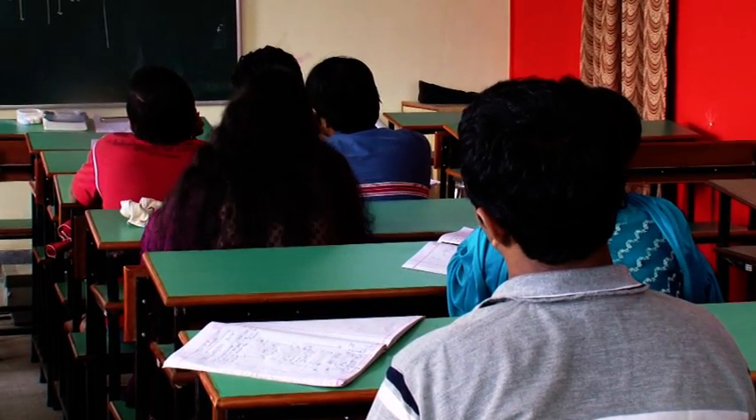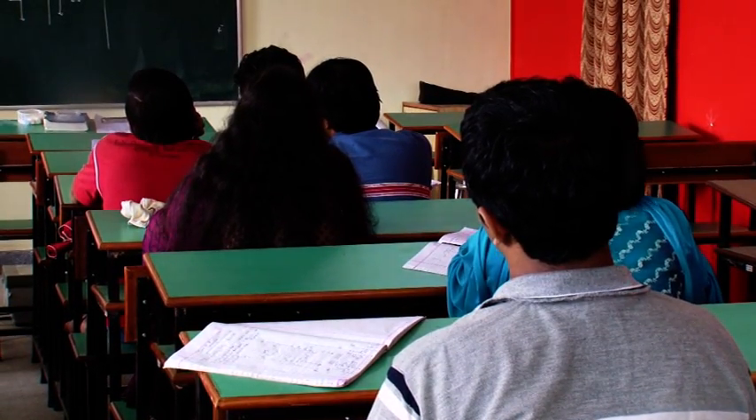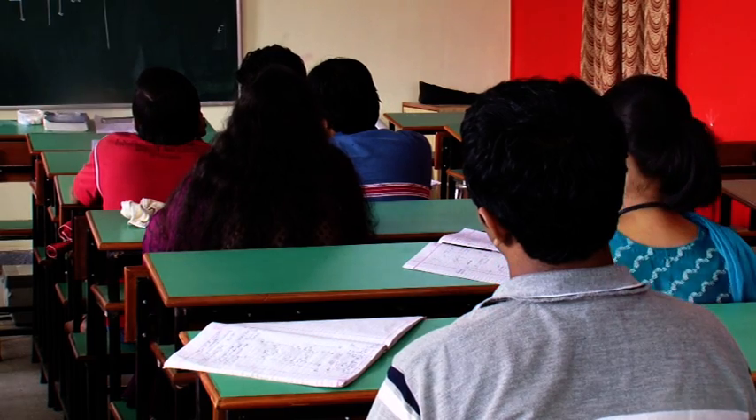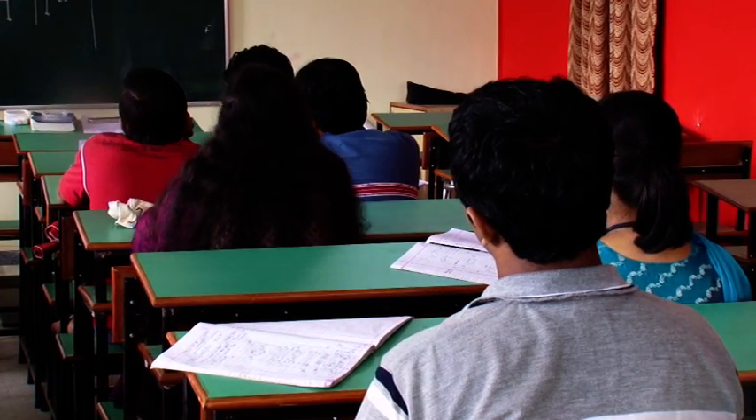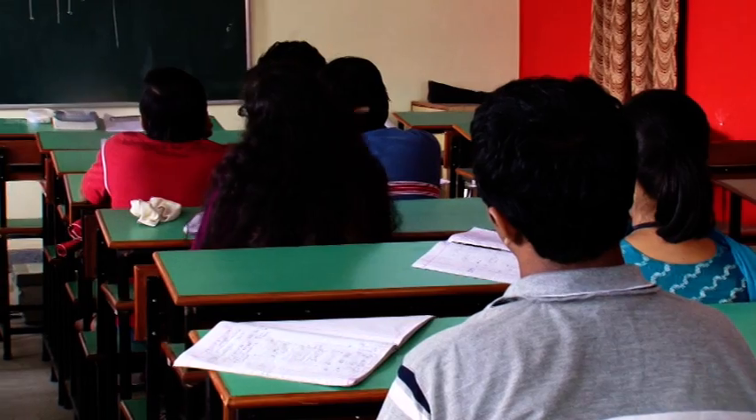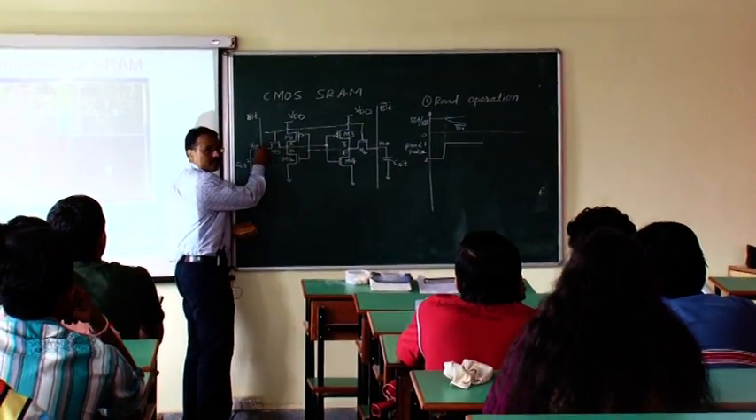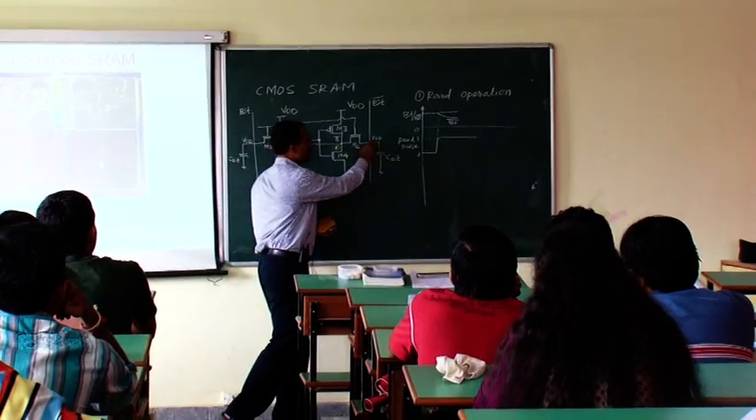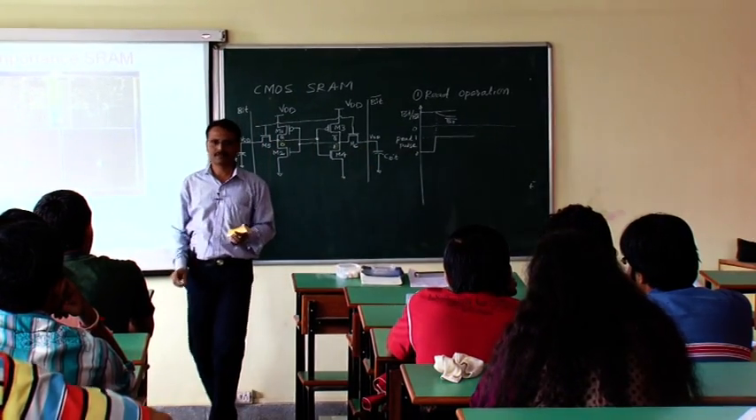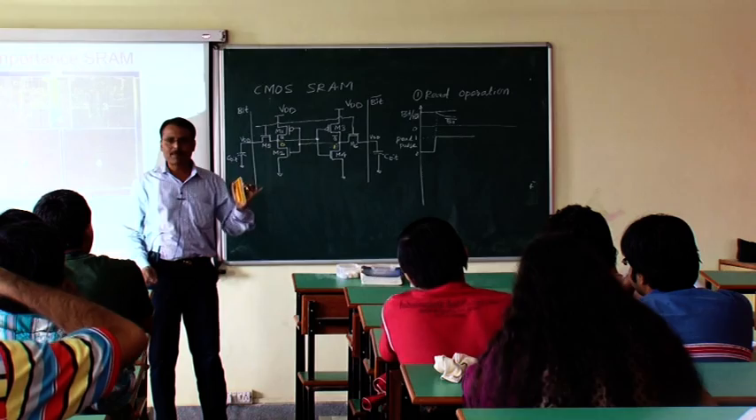Now what will happen in this case? Again the procedure is the same: bit bar and bit lines are pre-charged to logic 1. Means before application of this read pulse, voltage at this point will be VDD, voltage at this point will be VDD. Yes. Now apply the read pulse.